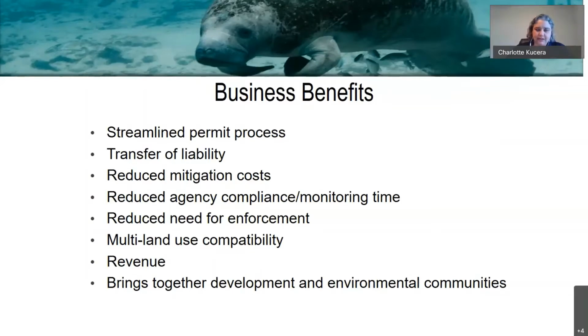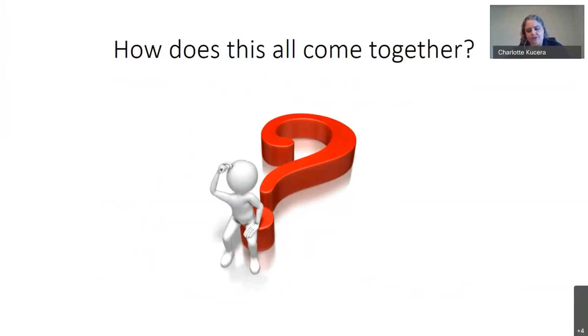Conservation banks also provide a source of revenue, importantly, to the bank sponsor and landowner, and they bring together the development and environmental communities to find a solution that works for both parties. So again, if you look at words like transfer of liability and revenue, it's not just federal agencies that are involved in this process. So how does this all come together?